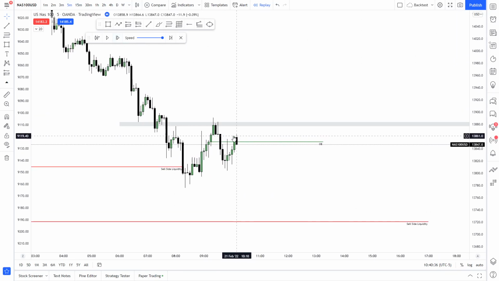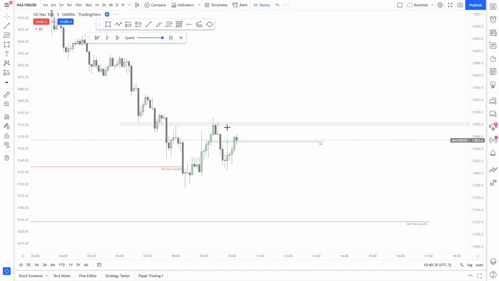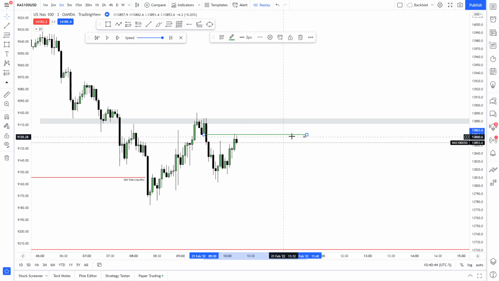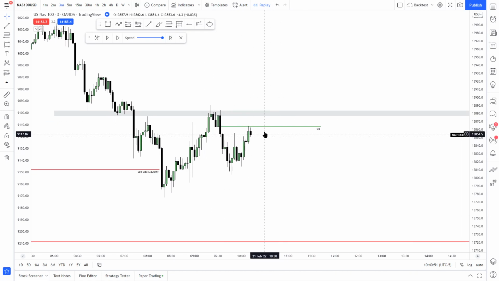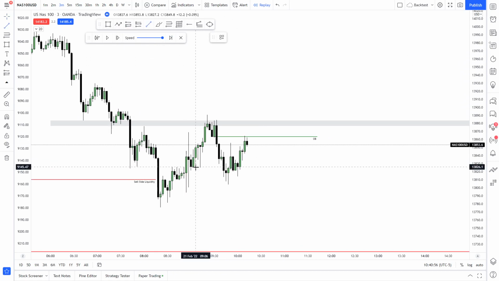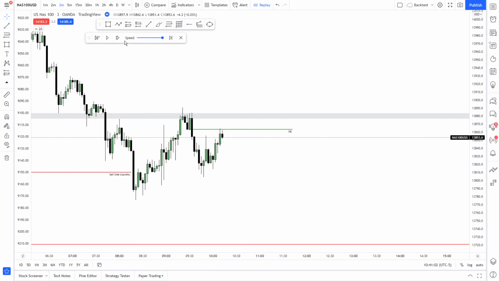So price comes back in. Comes for this 3-minute order block. So we can refine that right here. So price comes into this 3-minute order block. You can enter off that. Here we see the break of structure, validating this order block right here.